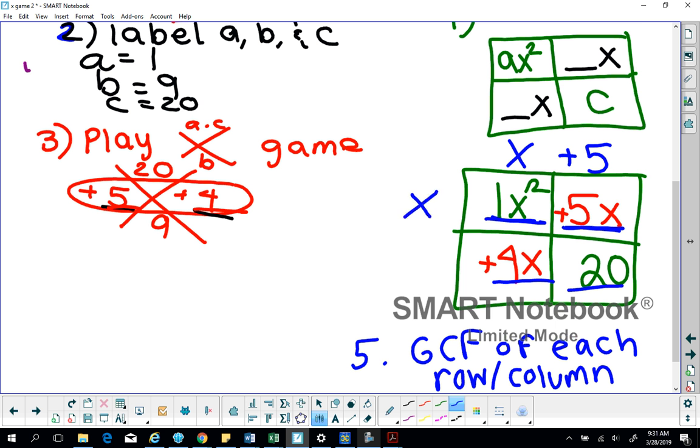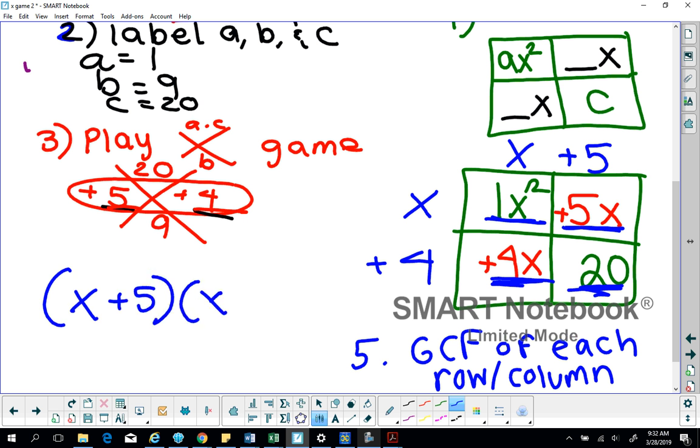The letter x. And what's the GCF of 4 and 20? 4, right? Because 5 is what we get when we divide it. And so your factored form is just x plus 5, x plus 4. That's how you factor.